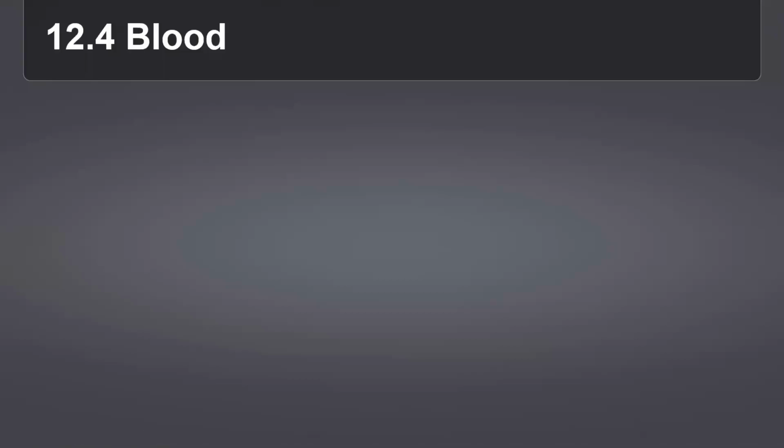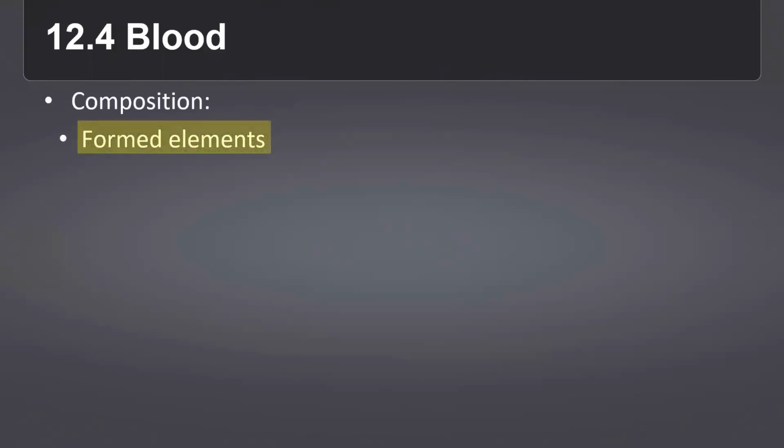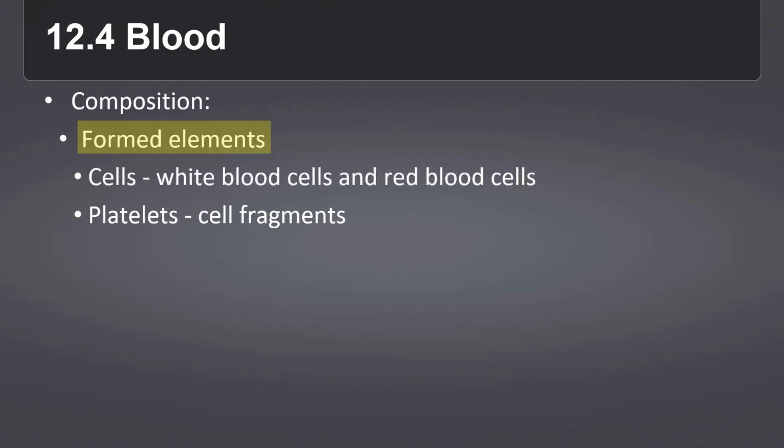So the composition of blood is such that it's separated into two categories. The first category is called formed elements. And formed elements consist of cells and platelets. The cells that are formed elements, you can kind of think of these as the solid portion of blood, are white blood cells and red blood cells. And platelets are little fragments, broken off pieces of really big cells.